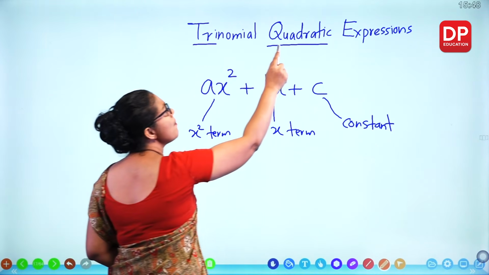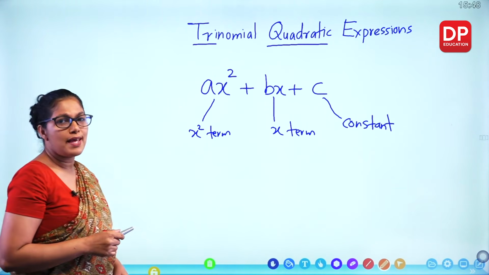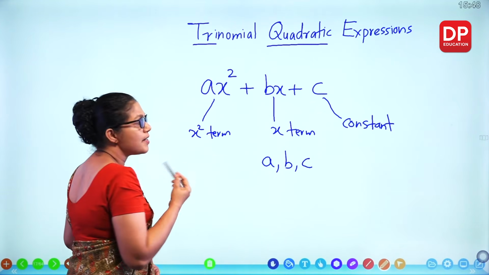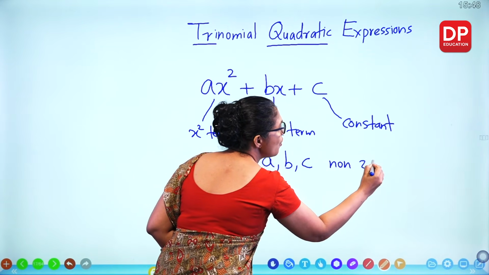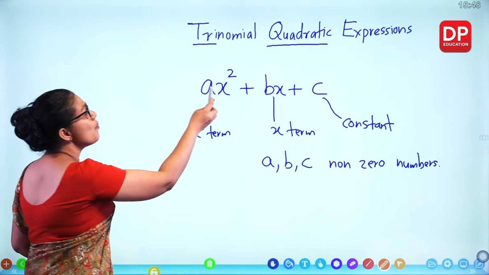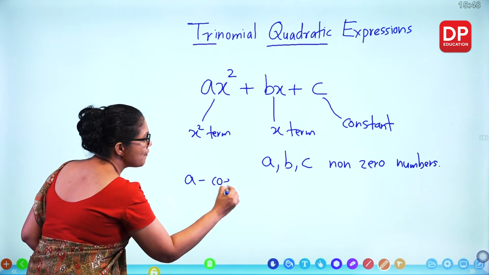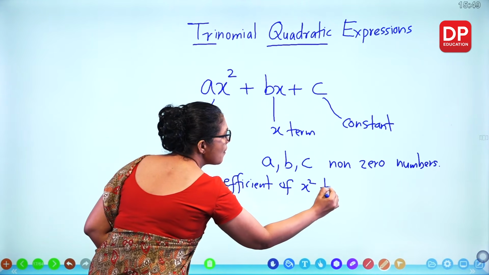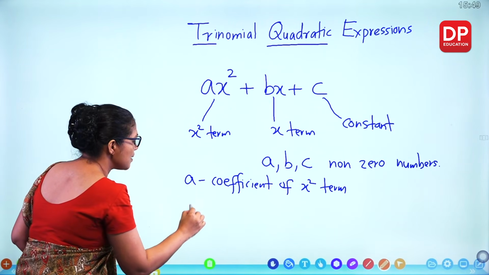So you need to remember when you see the word quadratic, that means x squared term should be there. So a, b and c are numbers but not equal to 0. So non-zero numbers. We call a as the coefficient of x squared term. Coefficient. So what's b now? That's the coefficient of x term.